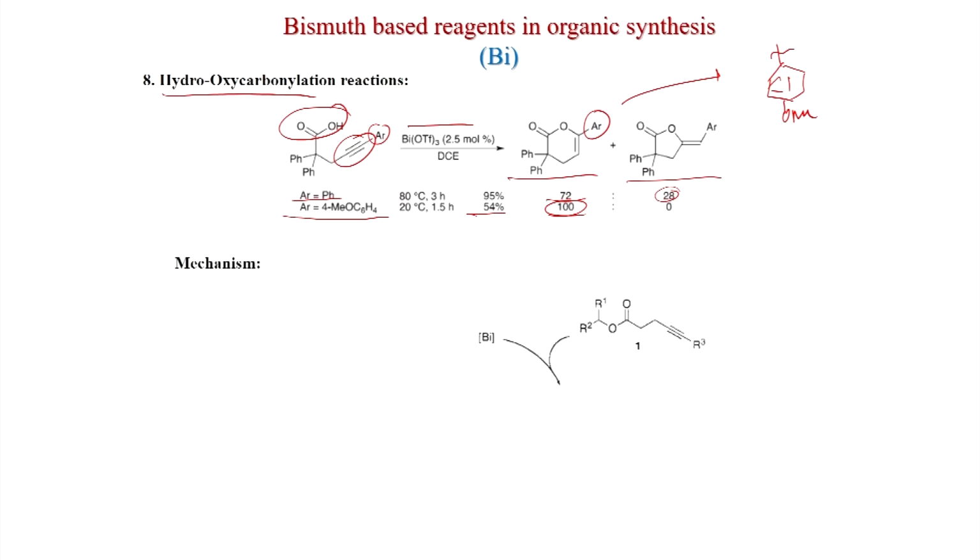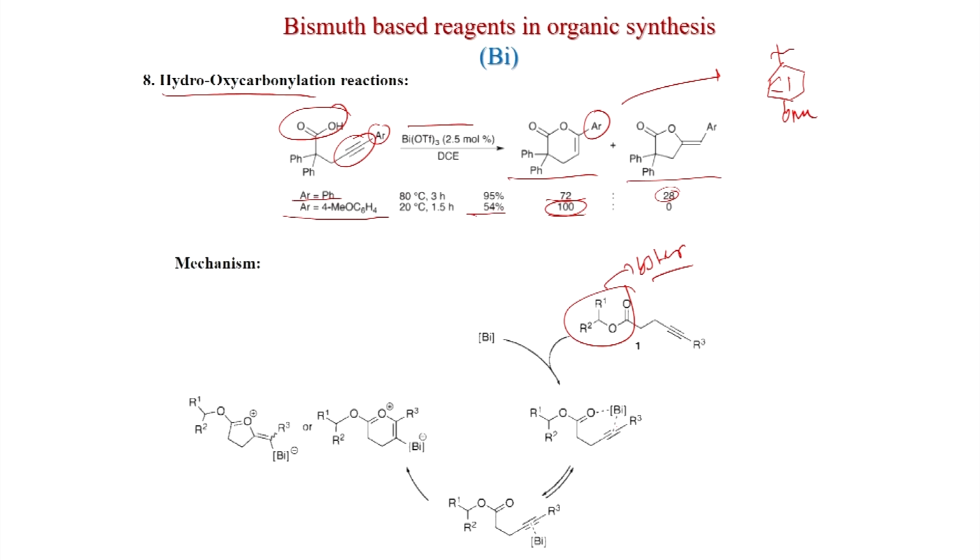So, we will see the mechanism. Here this can also be A star, because A star is used in the mechanism. So, this carbonyl group of the ester or acid will coordinate with bismuth along with the triple bond, and the addition will happen because the triple bond is activated. Then this carbonyl group will add to the triple bond, and this is the 6 endo addition and this is 5 exo addition. These are dig, 5 endo dig, 6 exo dig, because it is adding to the triple bond.